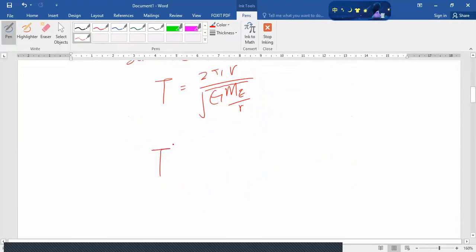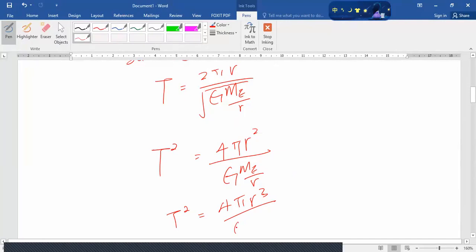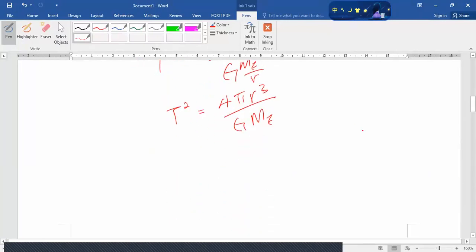So that means T squared is equal to 4 pi squared R squared over G ME over R. Okay, so resolve it. That means T squared is equal to 4 pi squared R cubed over G ME. So use the formula, substitute everything in.